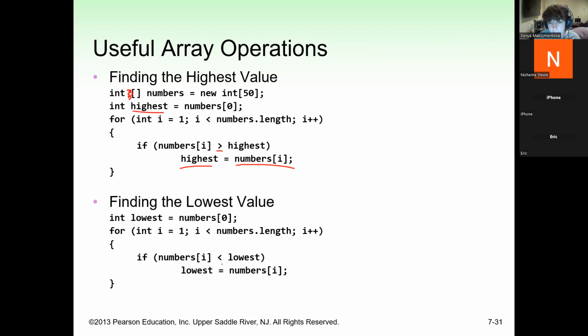The same thing here. The only difference is these two signs. If the element that we're looking at is less than our lowest number, then we just flip them again. So nothing too complicated, only the syntax.